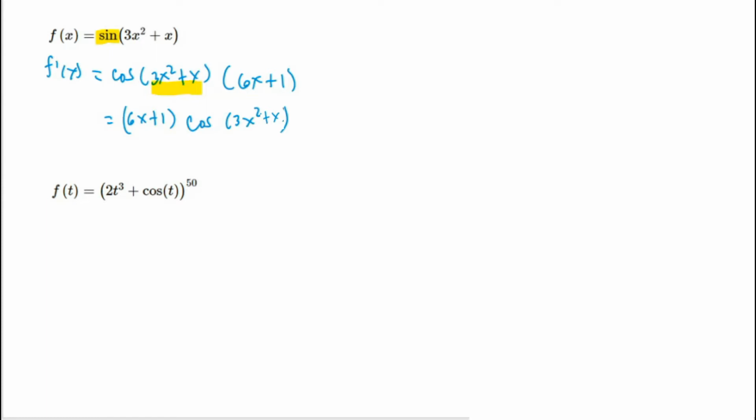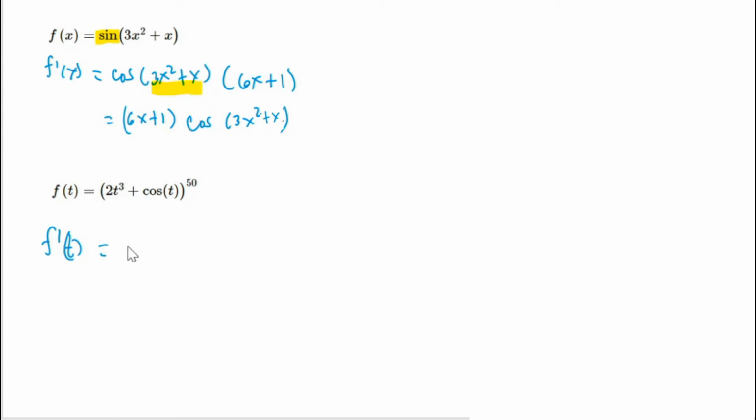Okay, so the next example is f of t. We can write our notation as f prime of t is equal to, multiply the exponent to the coefficient of this quantity. So therefore 50 times 1, because the coefficient is only an invisible 1.